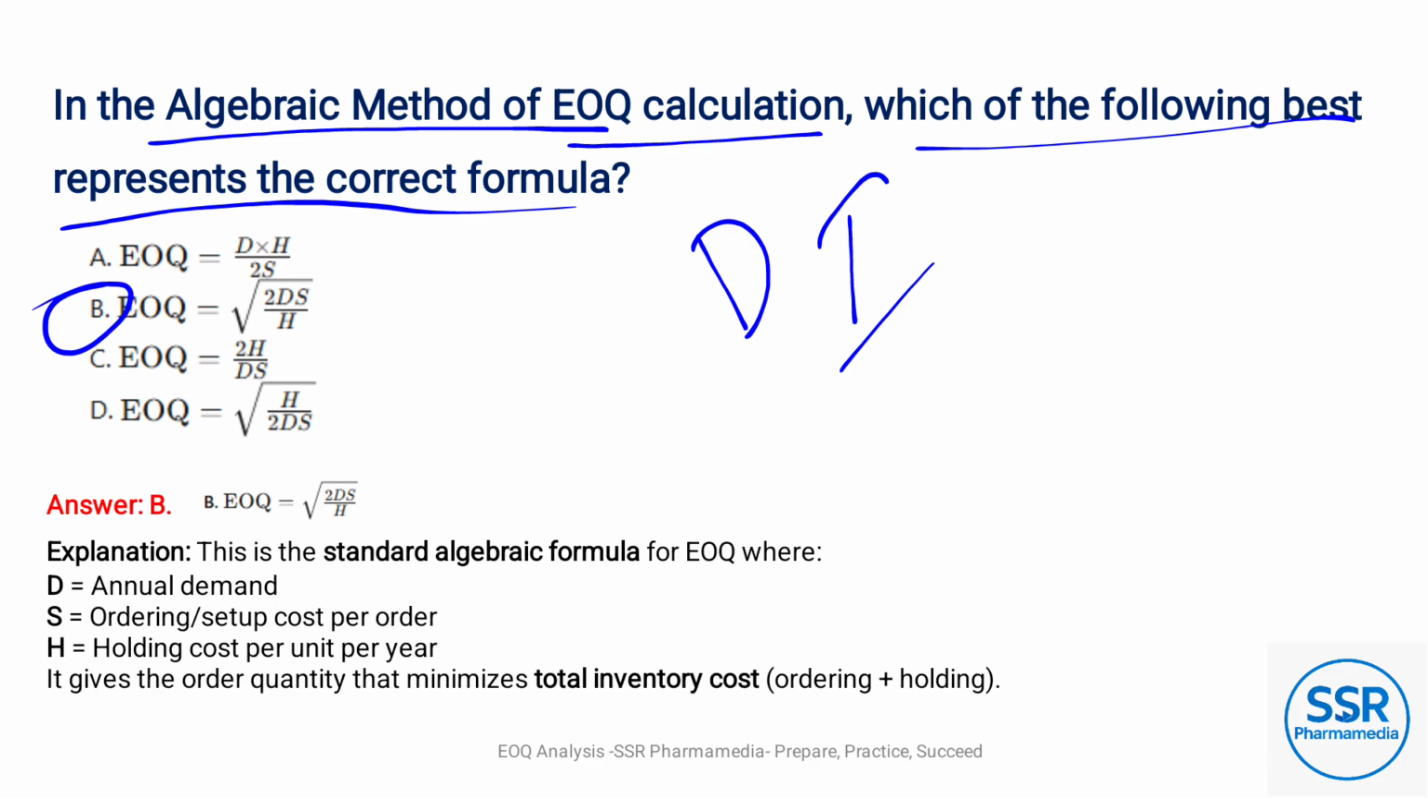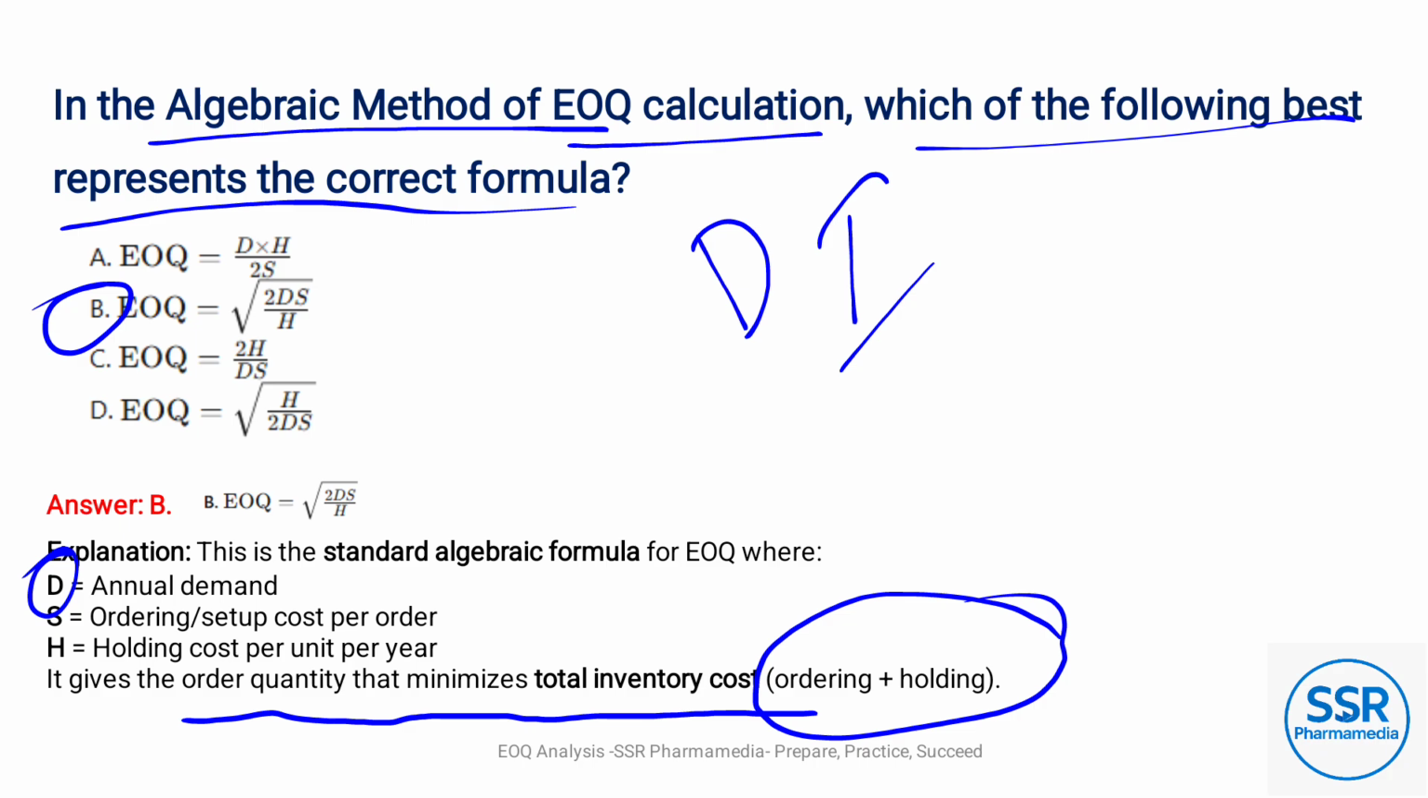correct formula. Okay. So in the standard algebraic method formula, D is annual demand, C is ordering or setup cost per order, H is holding cost per unit per year. It gives the order quantity that minimizes total inventory cost, means ordering cost plus holding cost.